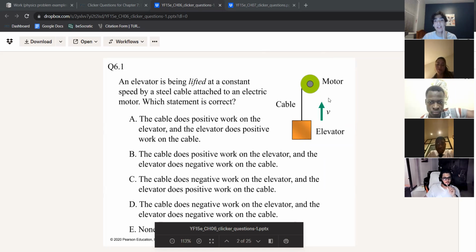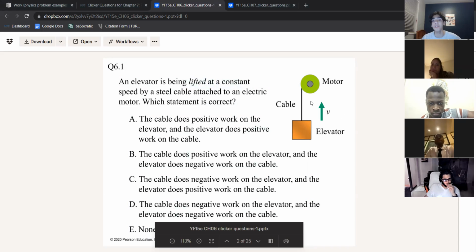So let's just get this started. I'm not going to answer it immediately because I'm still deciding. But one thing we can note at first is that there are two entities, a cable and the elevator, and the elevator is being lifted at a constant speed, right? So the velocity is a constant speed going upwards, and the cable is doing that to the elevator. Does anyone want to tackle this one first?